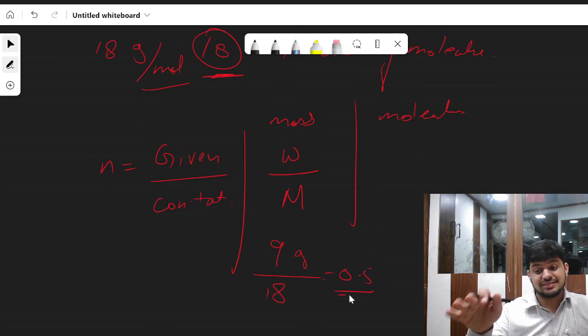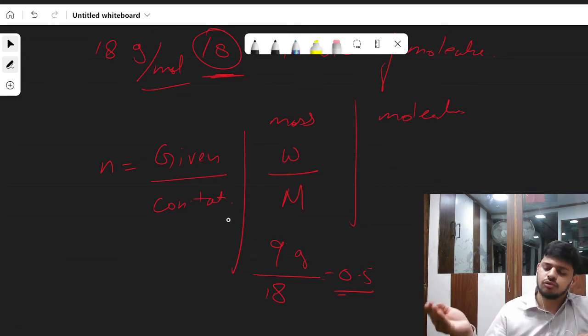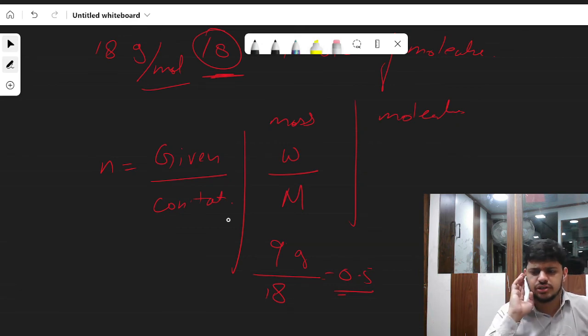Okay, so this is the same thing. Given divided by the constant, because the molar mass is always the constant. It will never change. It will change with the molecules. Water will always be 18 molar mass. It will never change. Okay.